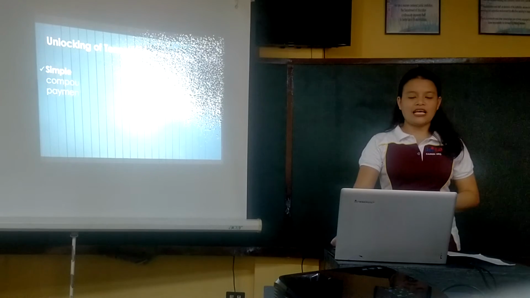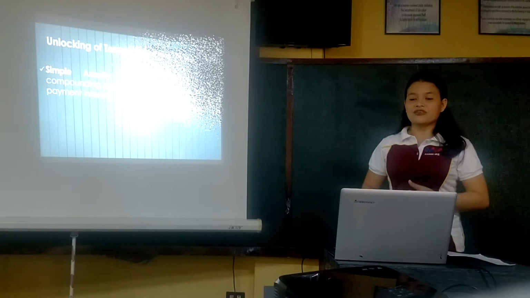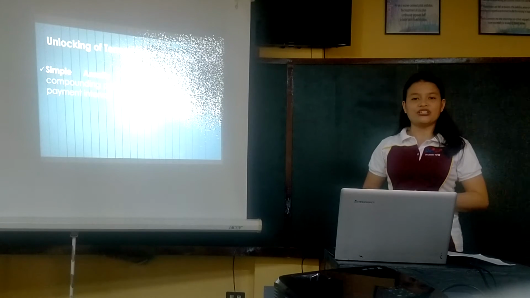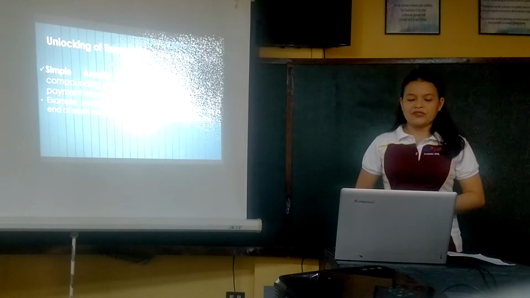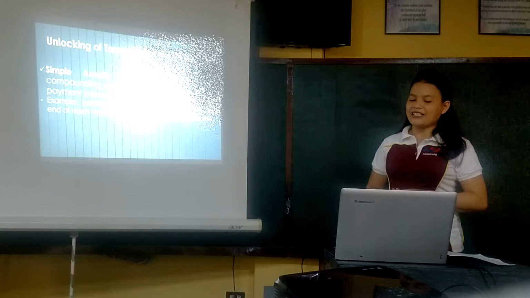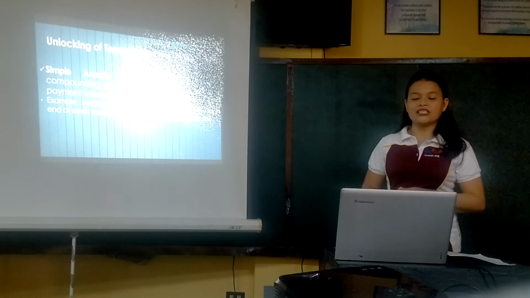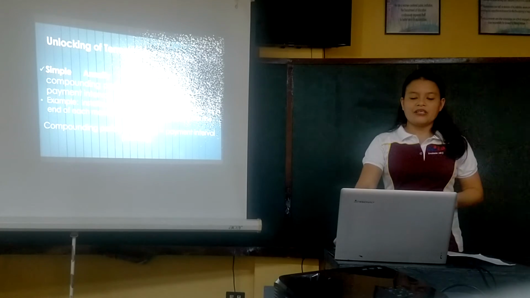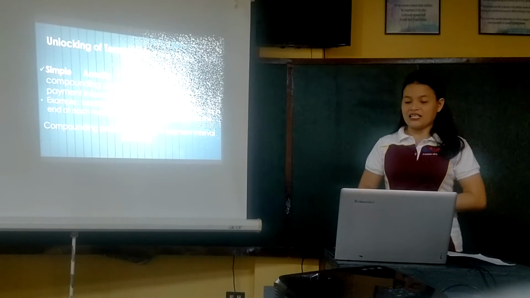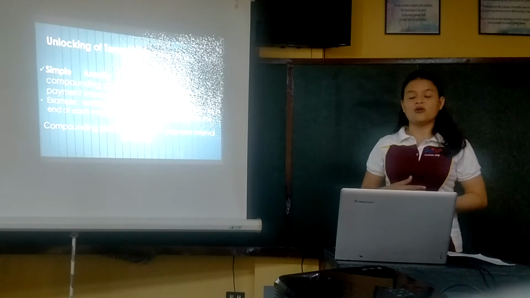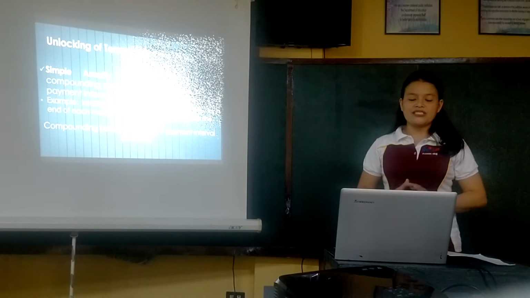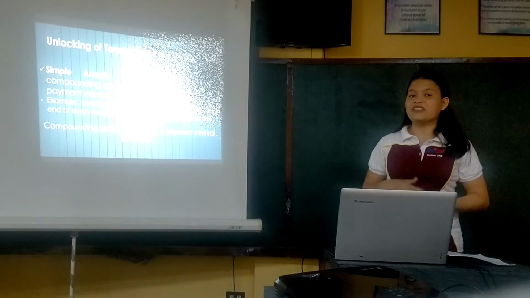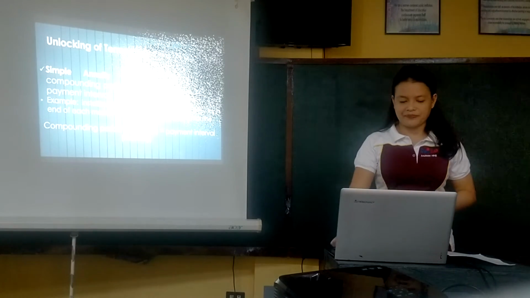Next, simple annuity. The interest conversion or compounding period is equal or the same as the payment interval. Example, installment payment for an appliance at the end of each month with interest compounded monthly. In the given example, the compounding period is monthly and the payment interval is also monthly. So we could say that the compounding period is equal to the payment interval. So this is a simple annuity.